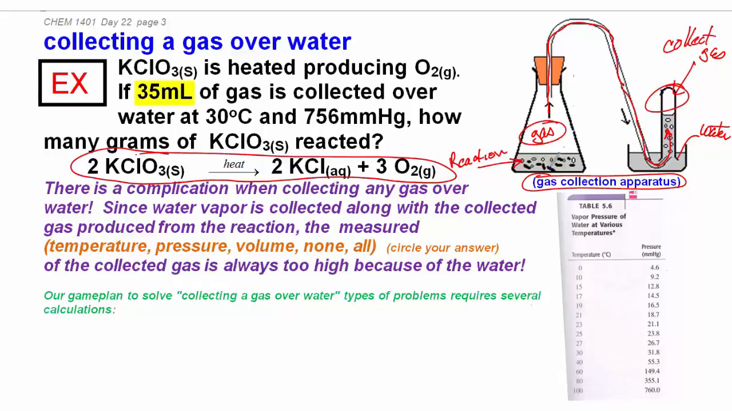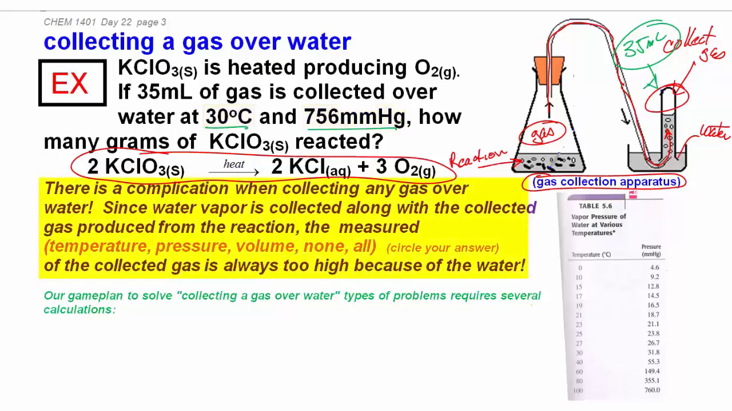So 35 mL of gas is collected. So this is 35 mL of gas being collected. And they tell us the temperature and the pressure. How many grams of potassium chlorate reacted?